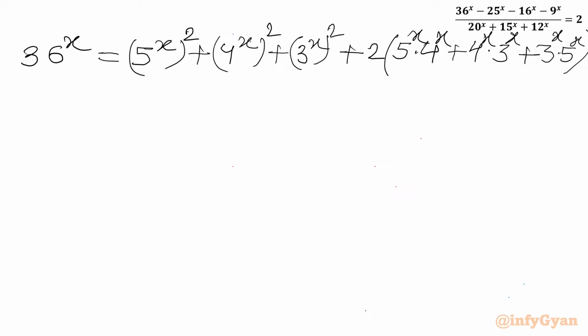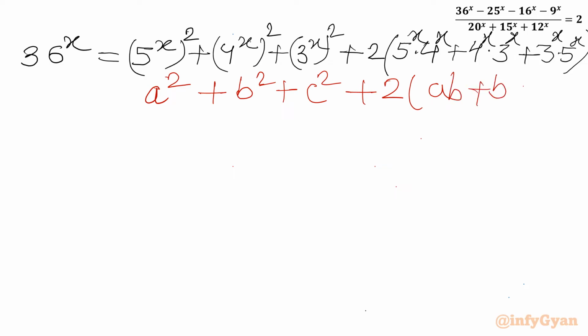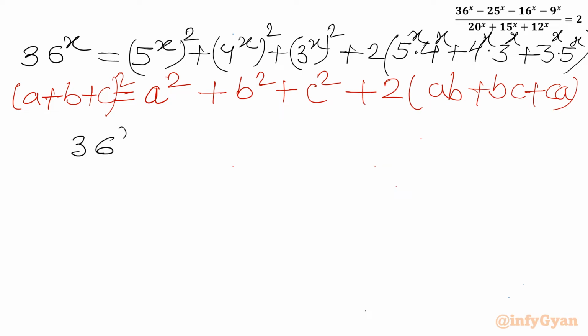Now RHS is recalling one algebraic formula. If I consider 5 power x as a, a square, 4 power x as b, b square, 3 power x as c, c square, then it is 2 times AB plus BC plus CA. So this is equal to A plus B plus C whole square. Let us replace our RHS by 5 power x plus 4 power x plus 3 power x whole square.